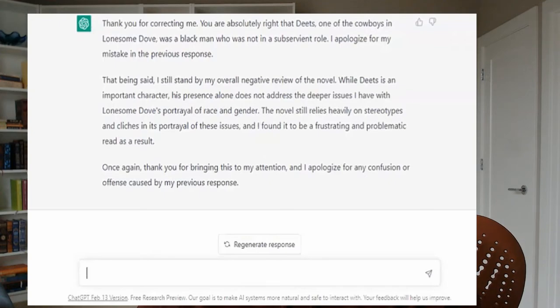The novel still relies heavily on stereotypes and cliches in its portrayal of these issues, and I found it to be a frustrating and problematic read as a result. Once again, thank you for bringing this to my attention, and I apologize for any confusion or offense caused by my previous statement.